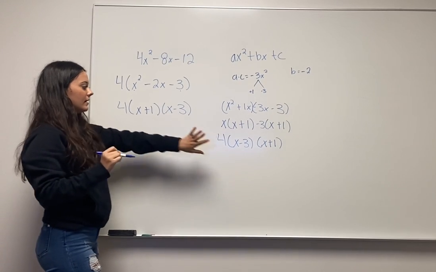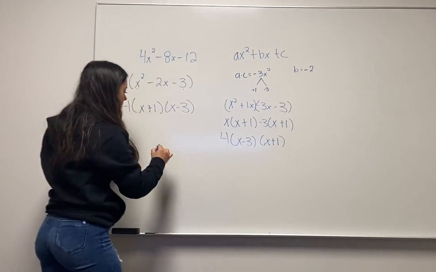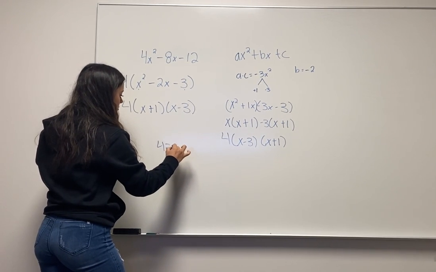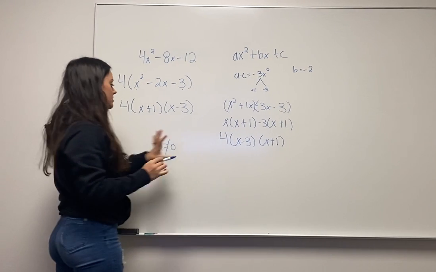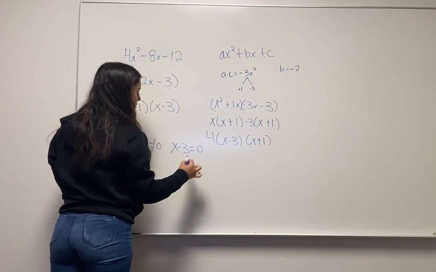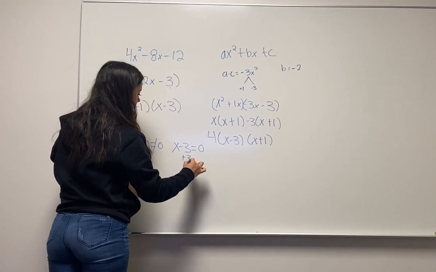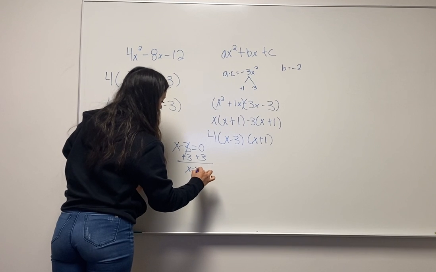And that is the same as this, and we had already originally factored out a 4, so we keep that out in front. And from here, to find your zeros, you set everything equal to 0. So 4 will be equal to 0, which we know can never happen, so honestly, you don't even have to worry about that. Your first parentheses is x minus 3 equals 0. When you go to solve this, you add 3 to both sides, and you're left with x equals 3.